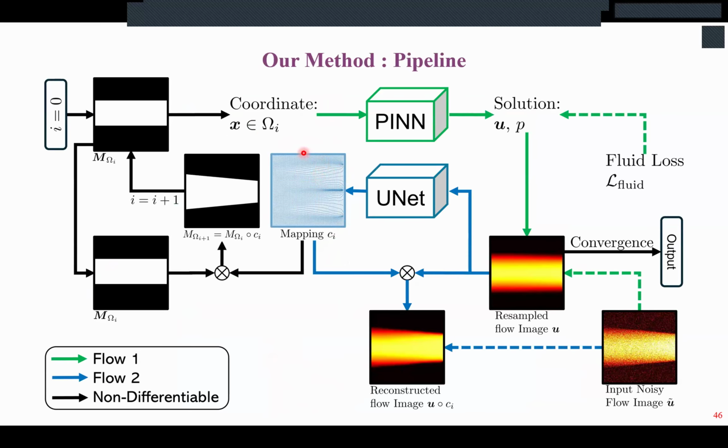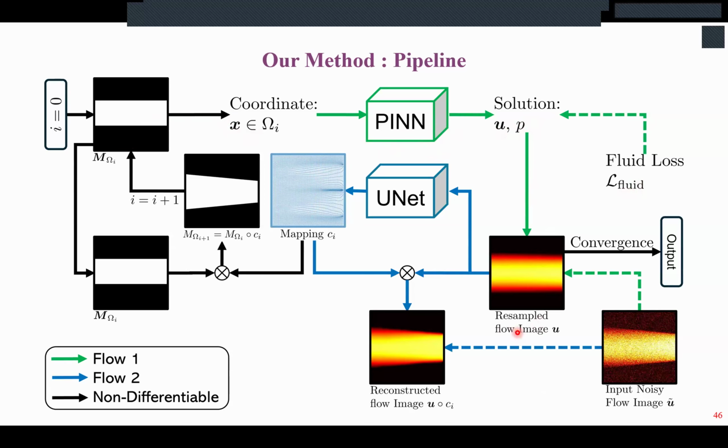It should be clearer to walk you through the algorithm. Firstly, we start with some template mask, and we sample coordinates over the domain indicated by this template mask. We input those coordinates into the PINN network, and ideally it produces the velocity and pressure. To make this work, we train this PINN using the fluid loss. After we get a sufficiently trained PINN, we have the correct velocity for the current iteration.